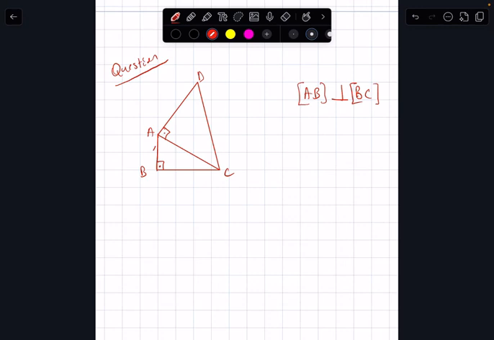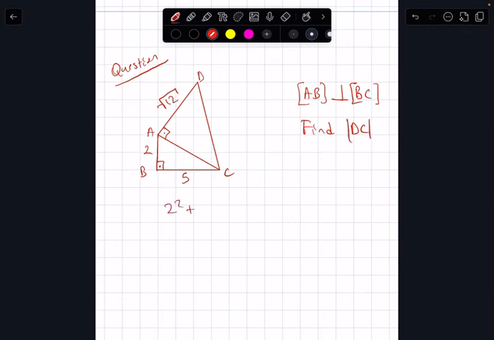AB is perpendicular to BC and AD is perpendicular to AC. AB is equal to, let's say, 2, and BC is equal to, let's say, 5, and AD is equal to square root 12. Okay, find DC. Okay, so let's find it.